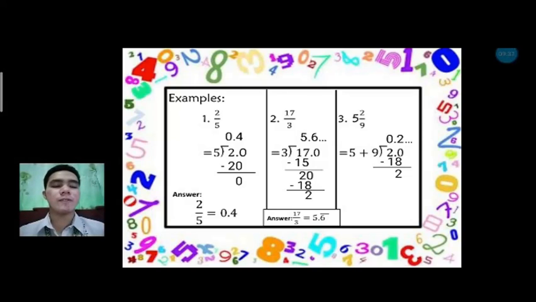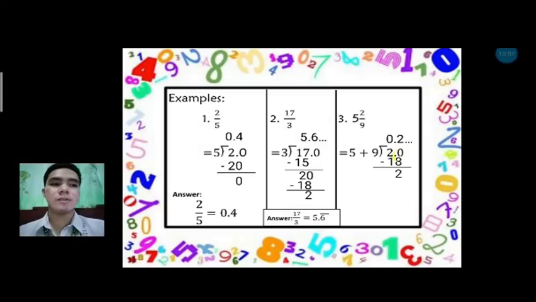5 and 2 over 9. As you can see, we have here the whole number 5. So we will write here 5, then you will be adding that 5 to the quotient, whatever the quotient is. Now we have to divide the numerator 2 by 9. So we have 2 divided by 9. We are unable to divide 2 by 9. We will add 0, same process as we did on the previous 2 examples.